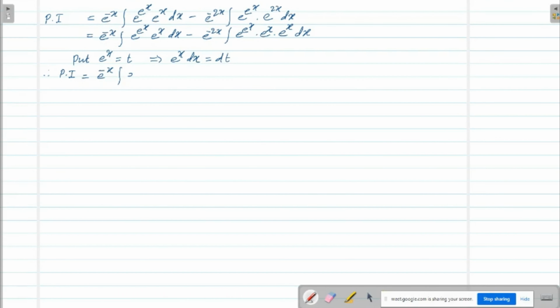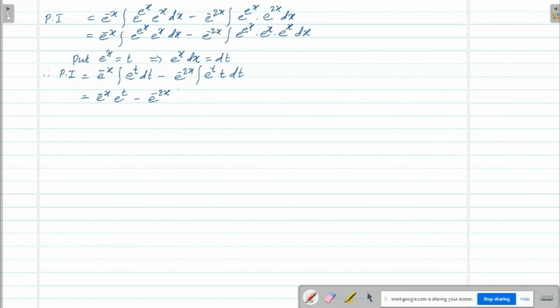So integration of e raised to x, but e raised to x is t, and e raised to x dx is dt. Minus e raised to minus 2x, keep aside, and e raised to x we put t, into e raised to x dx, which is dt. So this is equal to e raised to minus x, integration of this e raised to t is e raised to t, and minus e raised to minus 2x.